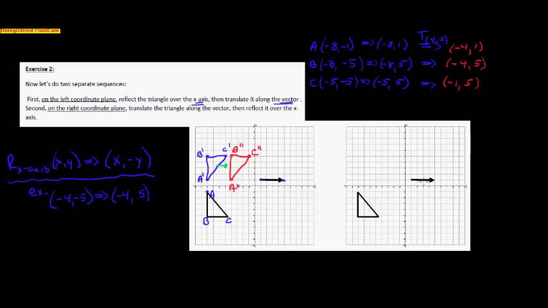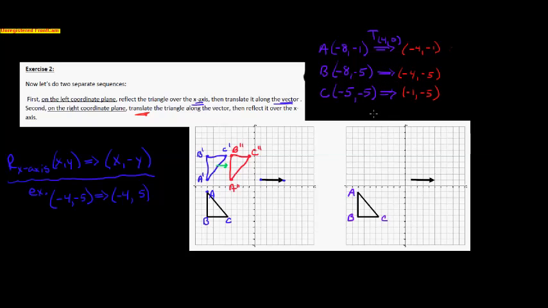Notice the vector in this one is the same as the vector in that one, and then reflect it over the x-axis. So what we want to find out is, does it matter in which order we do the transformation? Okay, so let's see what happens here. Let me take these all out.